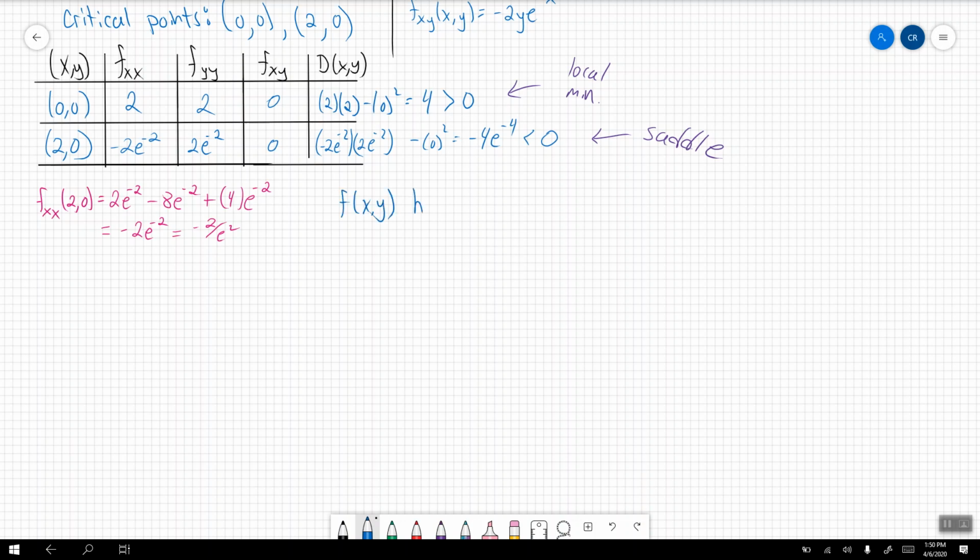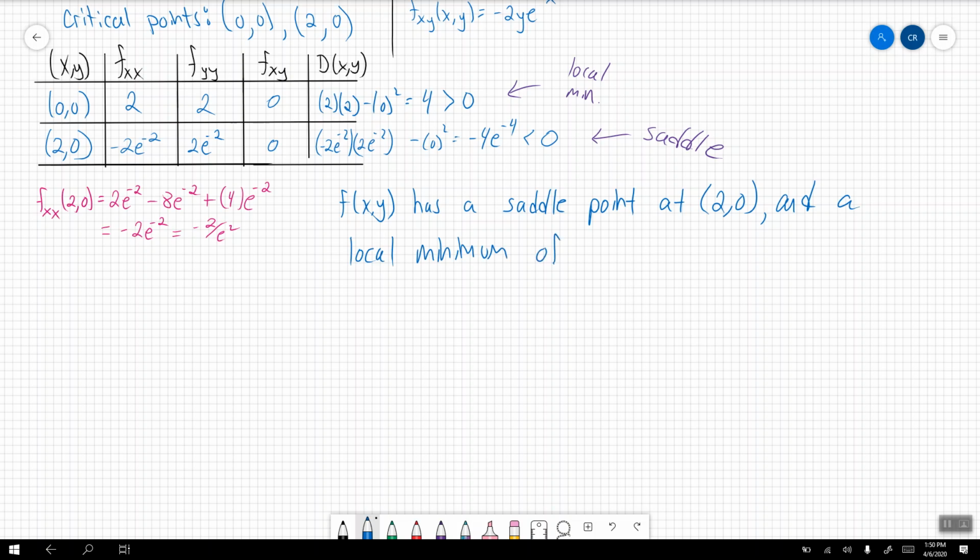F of xy has a saddle point at 2, 0 and a local minimum of, and again, I want to figure out what is that local minimum. So in order to figure out what is that local minimum, we need to go through and actually figure out what is that value.